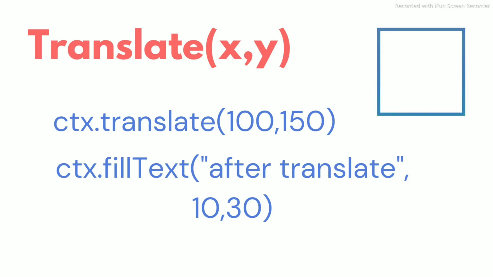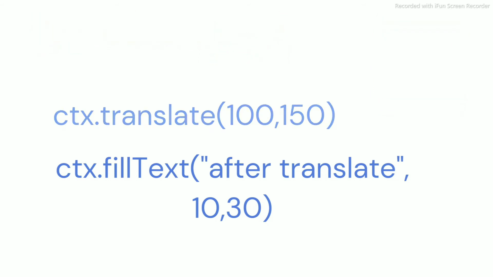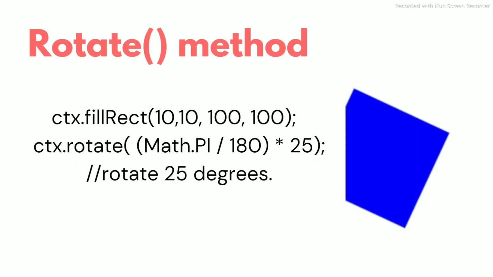And when we are talking about rotate, we have to use Math.PI. Math is a built-in object, and .PI gives the value of 180 degrees in the format of radians. After dividing by 180 and multiplying by a given angle, like 25, it will convert it into degree format, and then you can use the rotate function to rotate the object.